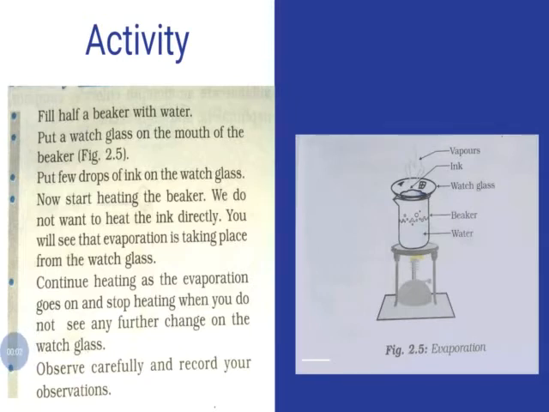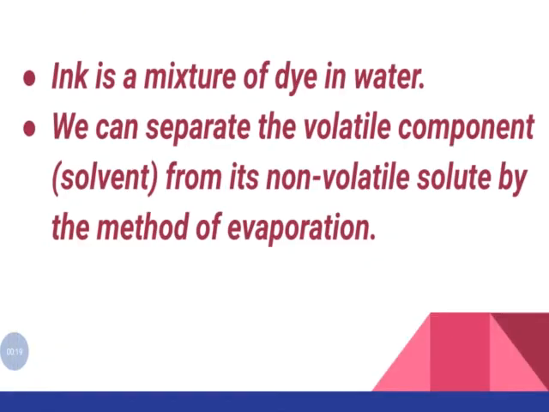In this, we find that ink is a mixture of a dye in water. That means a particular color dissolved in water. Thus, we can separate the volatile component, that is the solvent part, from its non-volatile solute by the method of evaporation. Here, in this case, we use a very easy method, that is evaporation. I hope you understand.